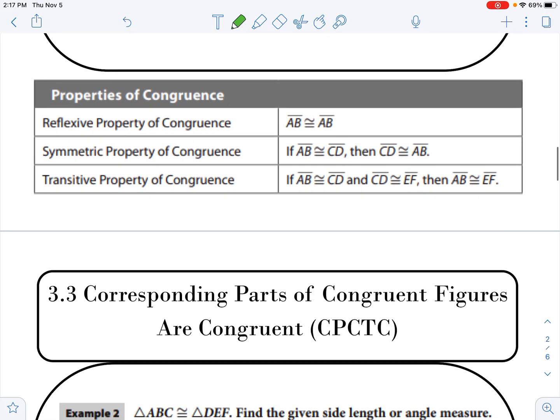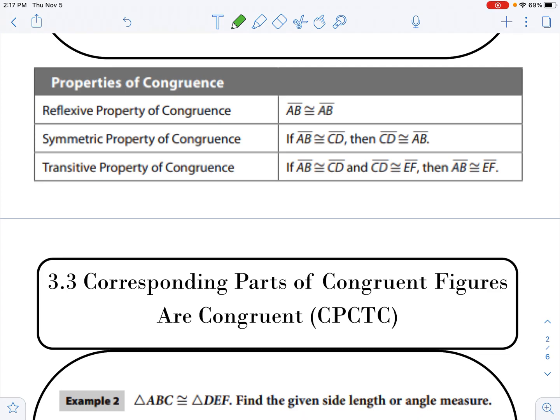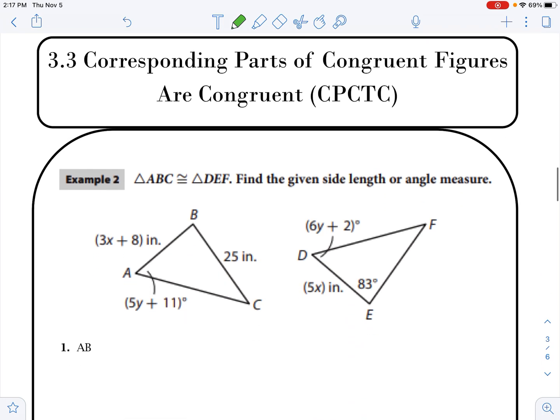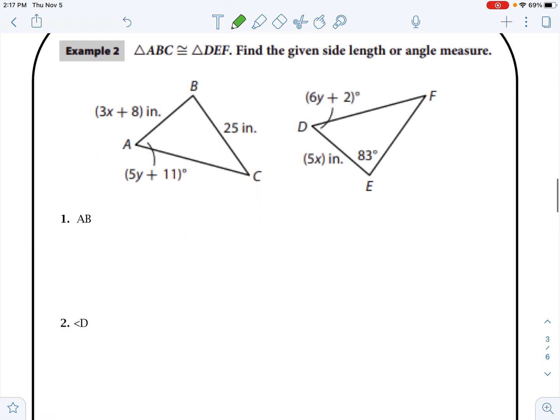Next we're going to use 3 properties as we work through it, so just keep these in mind: the reflexive property, the symmetric property, and the transitive property. You'll see us use this one a couple of times today. So now we want to solve for the length.